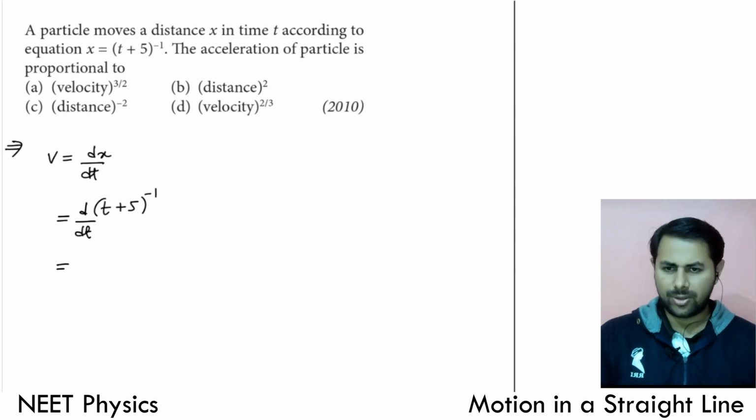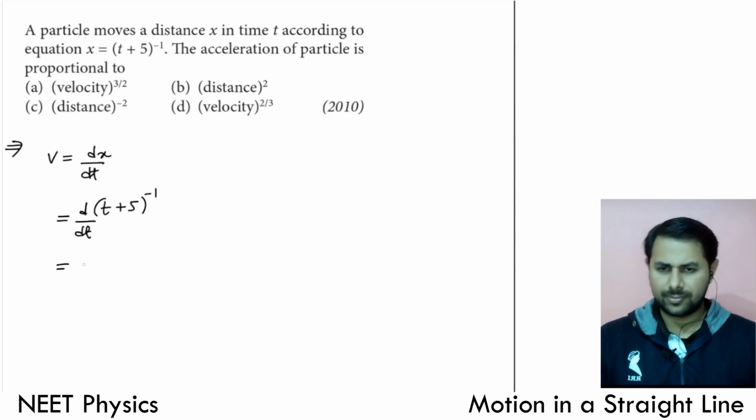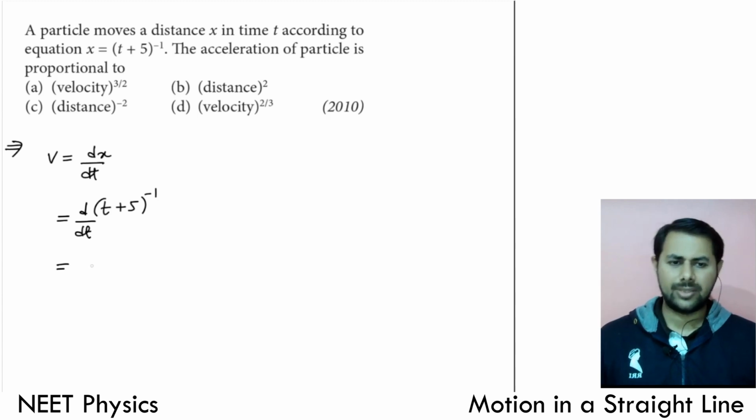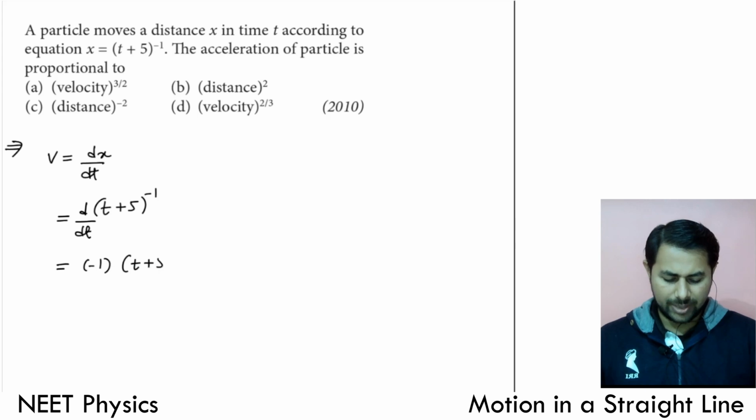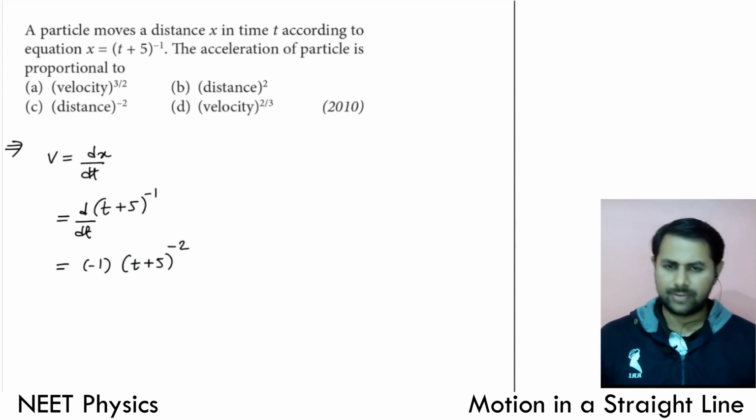Using the power law, it's minus 1. What is the derivative of this thing? Simple, no? Minus 1 multiplied by t plus 5 raised to minus 2. That's the derivative, right?